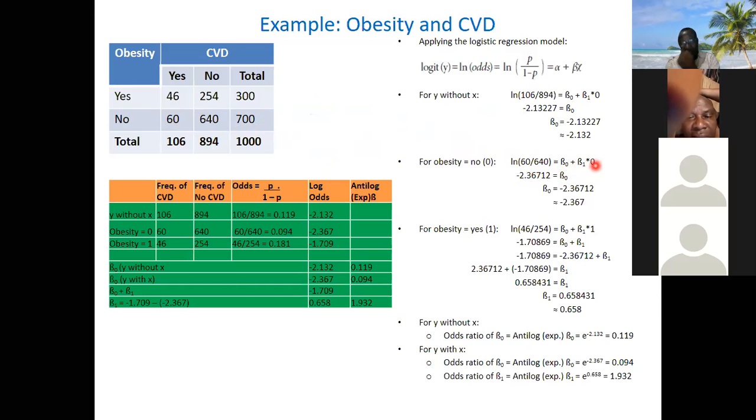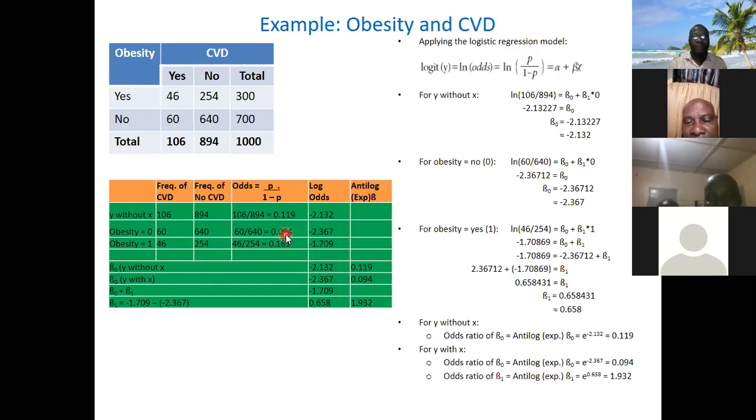Even though you have considered obesity, the value of obesity is 0 here. So it will still cancel out, and eventually it will give you B0. Look at it: obesity is equal to 0, 60 over 640, and the logarithm of it will give you B0.